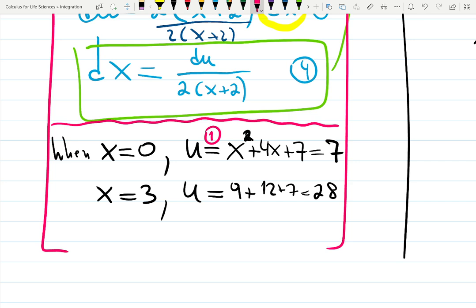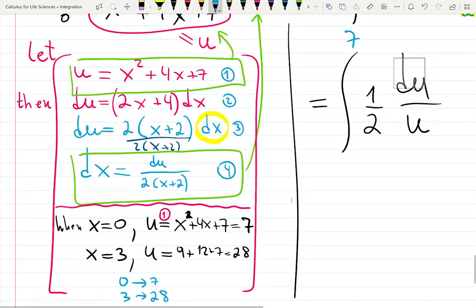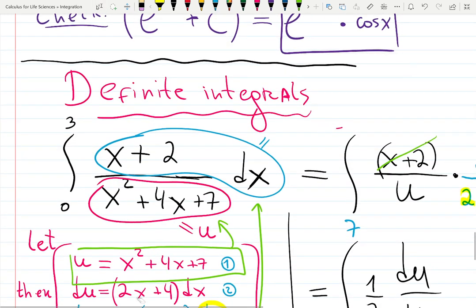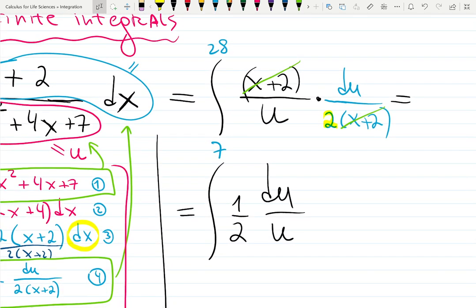There is also nice notation. You will see Europeans like it. We usually write it like this: 0 becomes 7, 3 becomes 28. So we know that it's u substitution. Now this integral makes sense. This integral is in terms of u, where u is running from 7 to 28. So see how interesting it is.